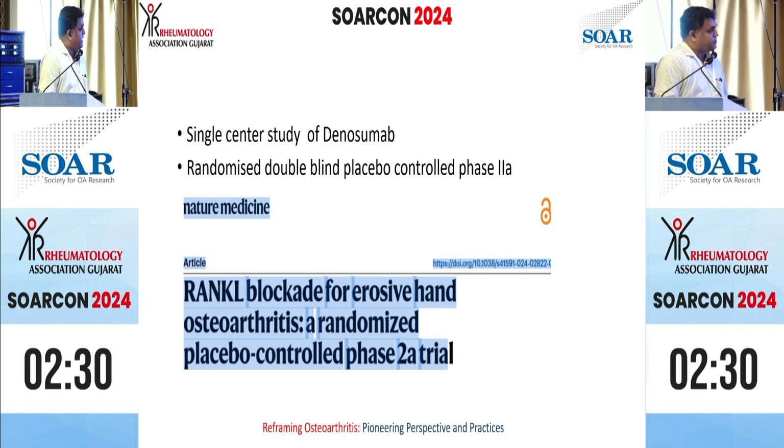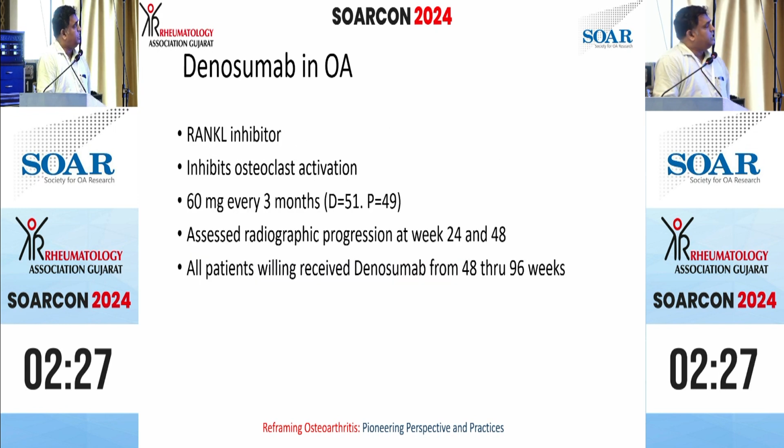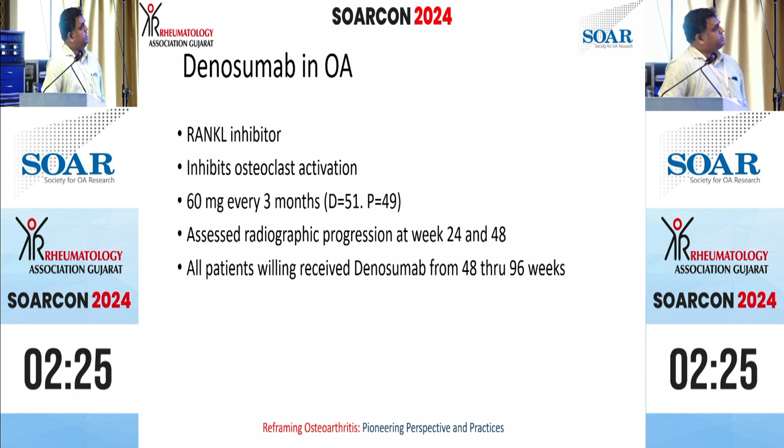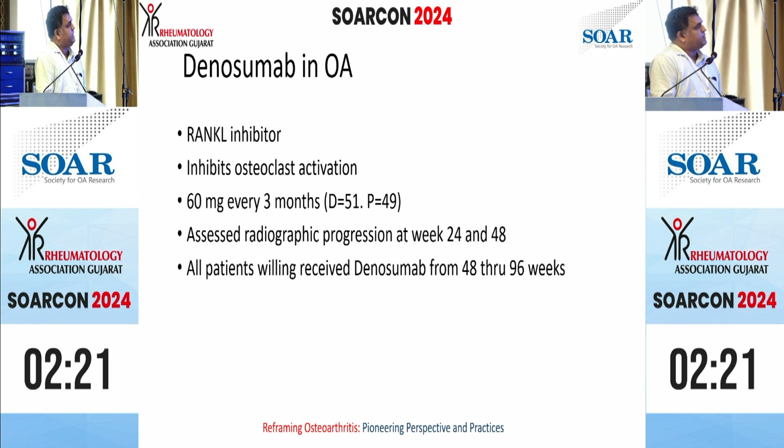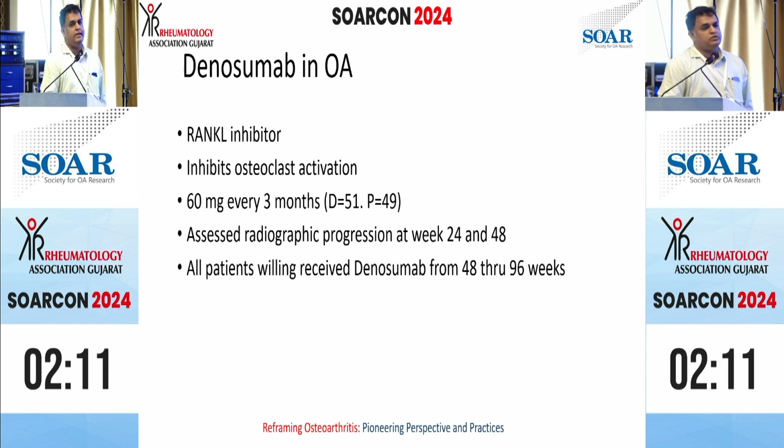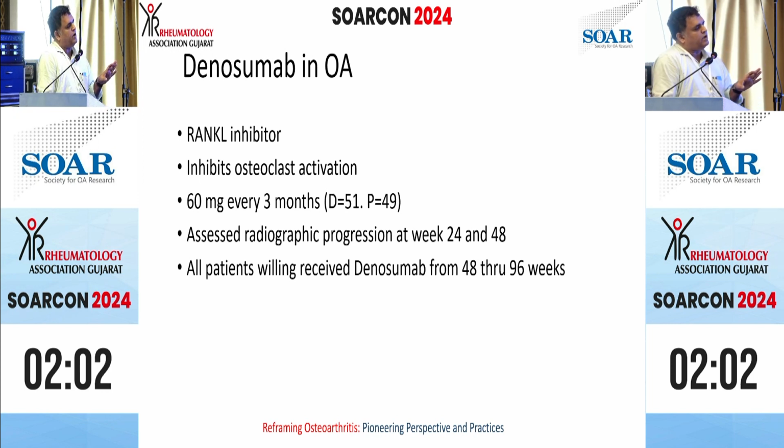What this study has shown is that denosumab, as you know, is a RANKL inhibitor, which inhibits osteoclast activation. This study gave 60 milligram of denosumab every 3 months to patients with erosive hand osteoarthritis and assessed radiographic progression at week 24 and 48. All patients who received denosumab or placebo till 48 weeks, anyone who was willing to continue was given denosumab from 48 to 96 weeks.